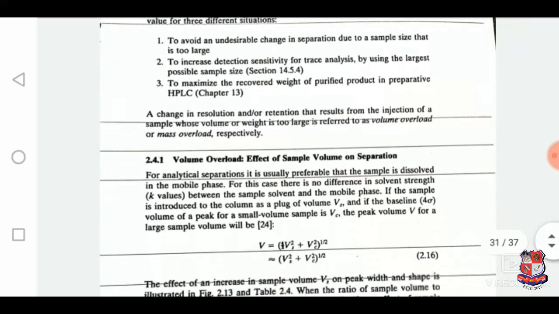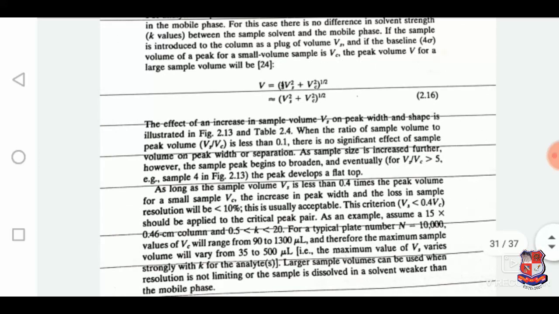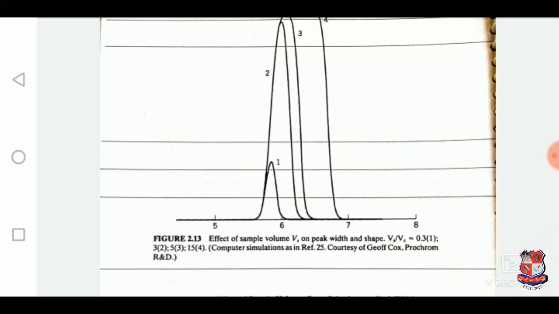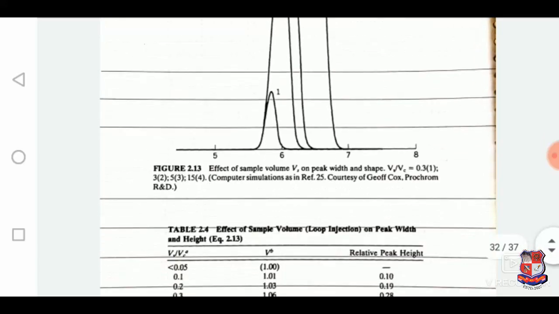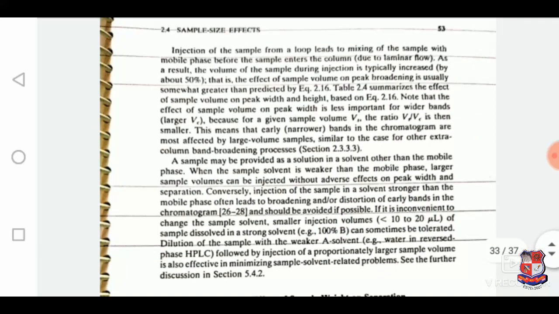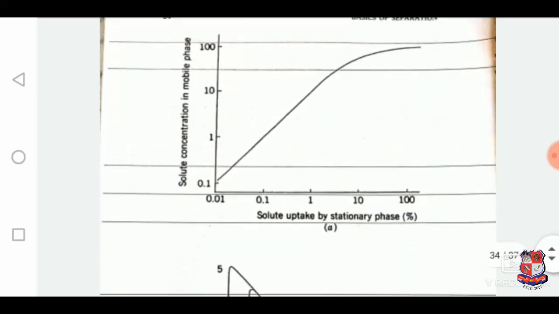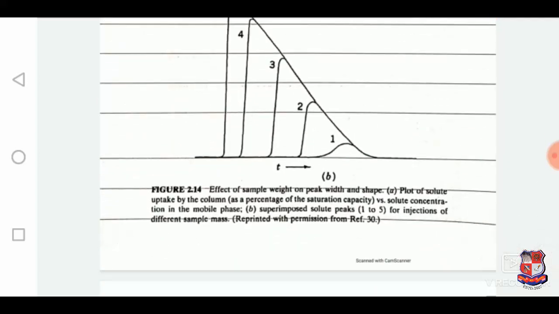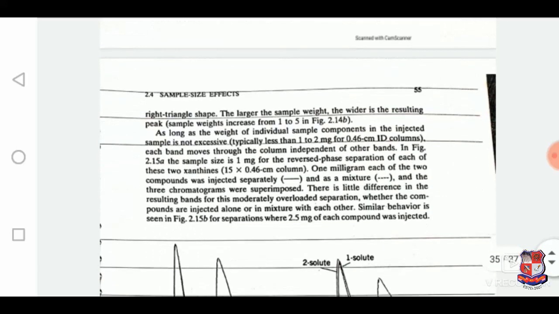Sample size effect is also mandatory, because volume overload can affect the separation. This is the equation for that. This is a typical chromatogram showing the sample volume effect. See that saturation of the peak happens. Mass overload is the effect of sample weight on separation. This is solute uptake by the stationary phase. Effect of sample weight on peak width and shape. The shape is also changed in the chromatogram.